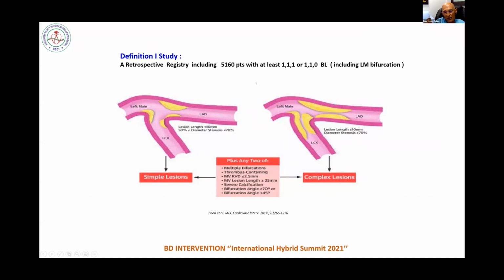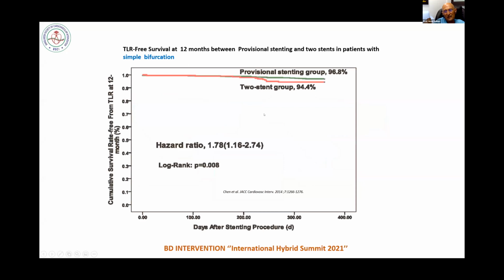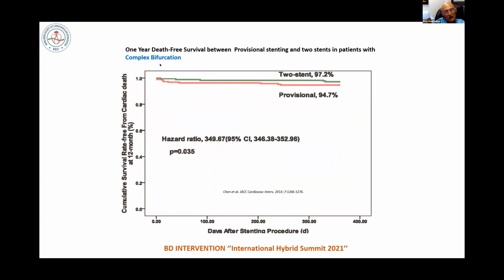And this is coming from the Definition I study. I will not go into the details of all these criteria, but to show you that in what is defined as a simple bifurcation, single stenting is significantly superior to the two-stent technique. And this is the first study showing that a single stent is doing better than two stents, as well as in complex bifurcation. This is the first time showing that two stents are doing better than a single stent in complex bifurcation.